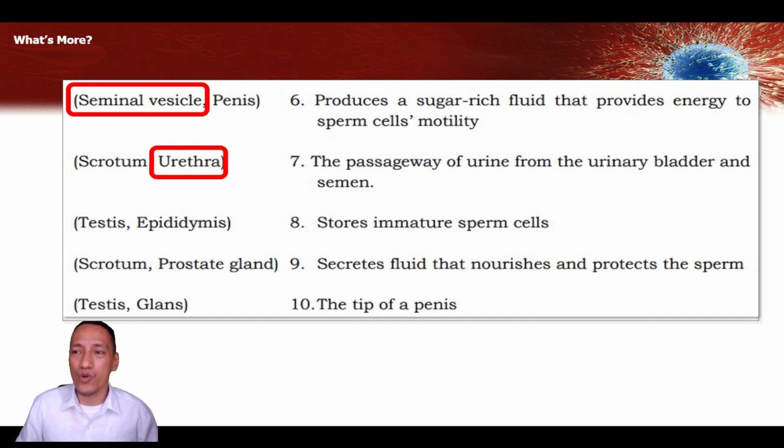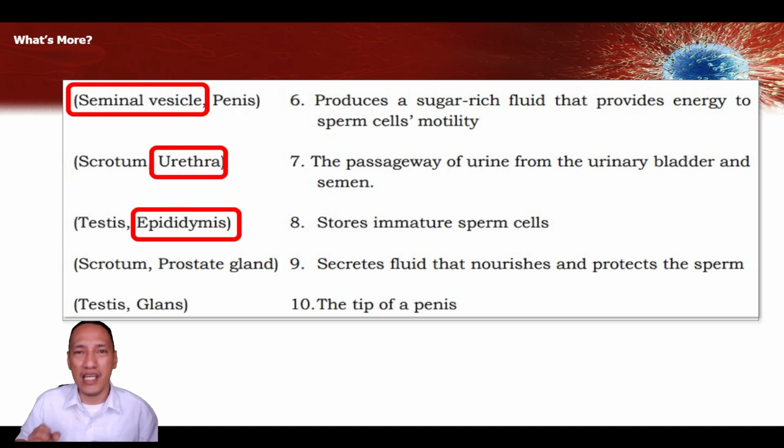Number 8, stores immature sperm cells. Ito na yung sinasabi ko kanina. Pagkatapos gumawa ng sperm cell ni testis, hindi naman yan palalabasin agad. Ilalagay muna yan sa isang lalagyanan. Ano ang tawag sa lalagyanan na yon? That is epididymis. Very good, class. We now move to number 9.